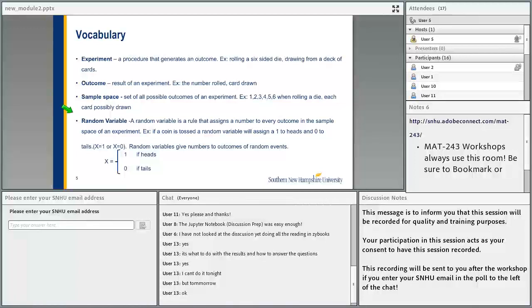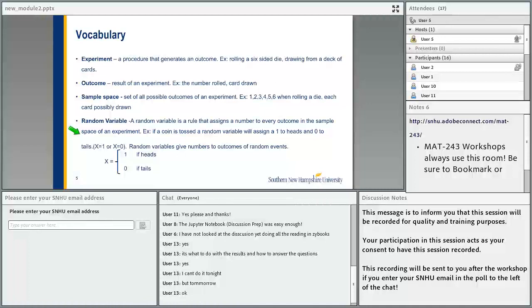Random variable. A random variable is a rule that assigns a number to every outcome in the sample space of an experiment. For example, if a coin is tossed, a random variable will assign a 1 to heads or 0 to tails. Random variables give numbers to outcomes of random events. And that's why they're called random variables, because they are giving you numbers to outcomes of random events.